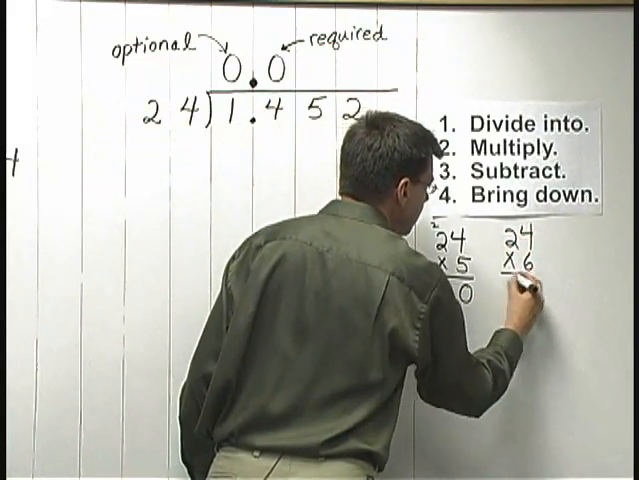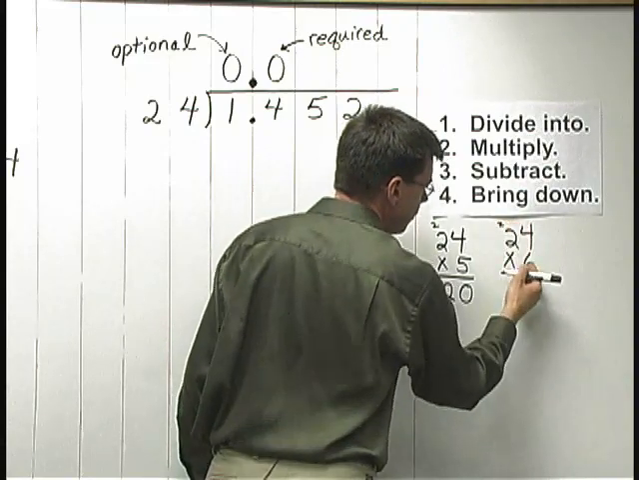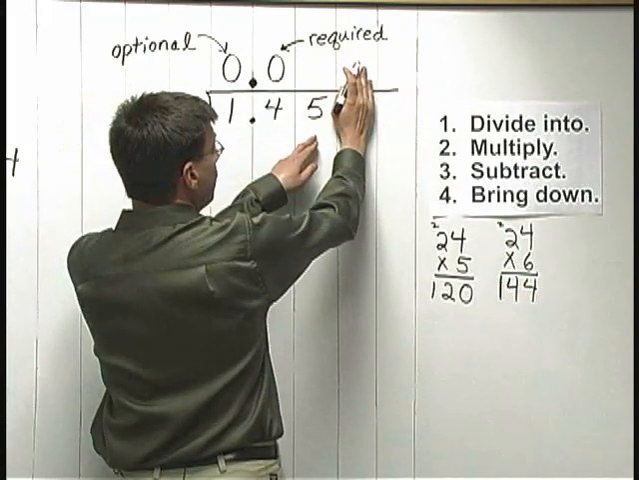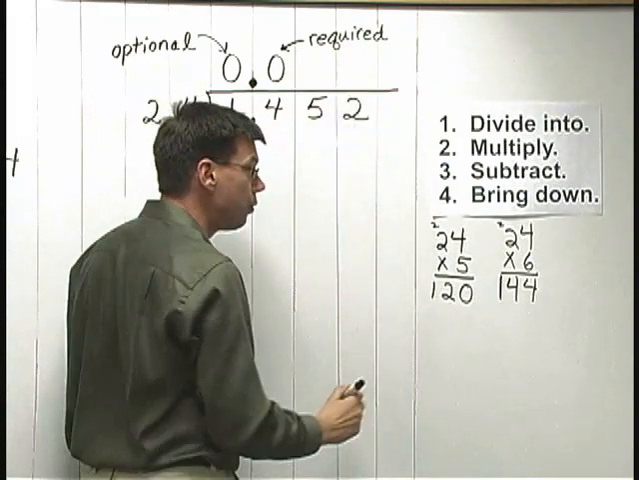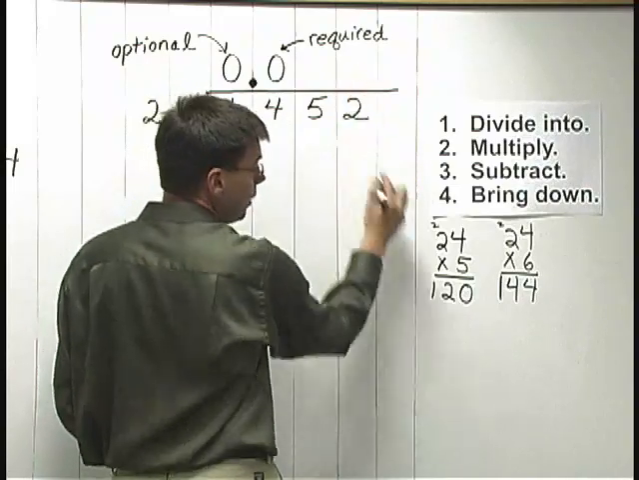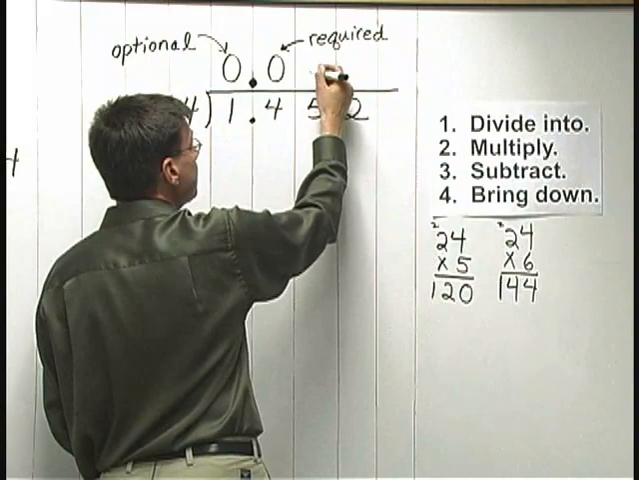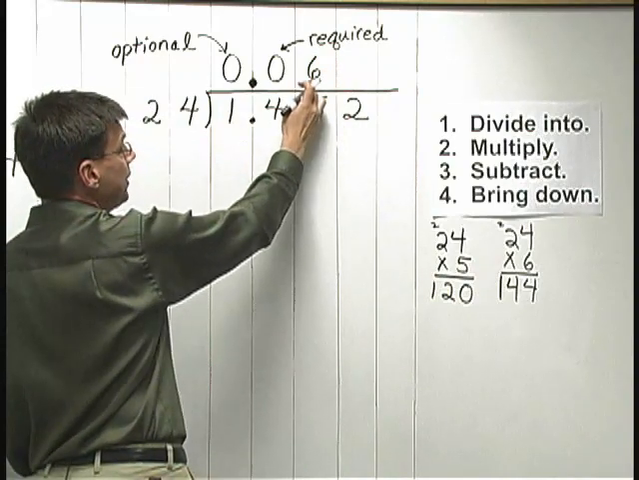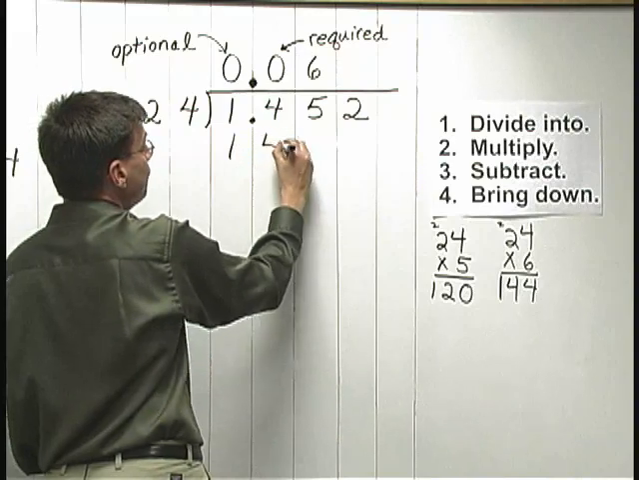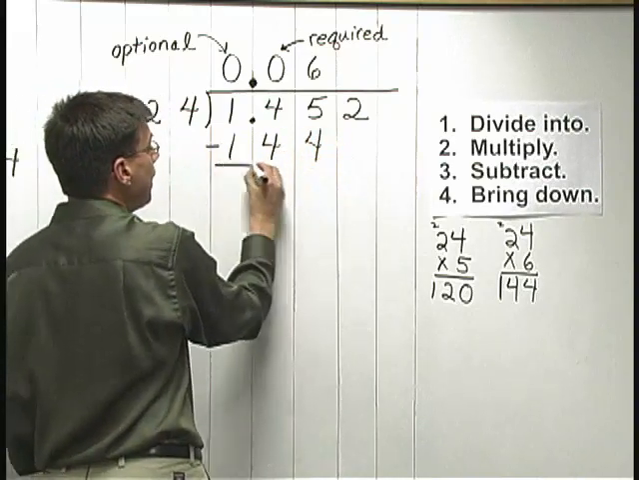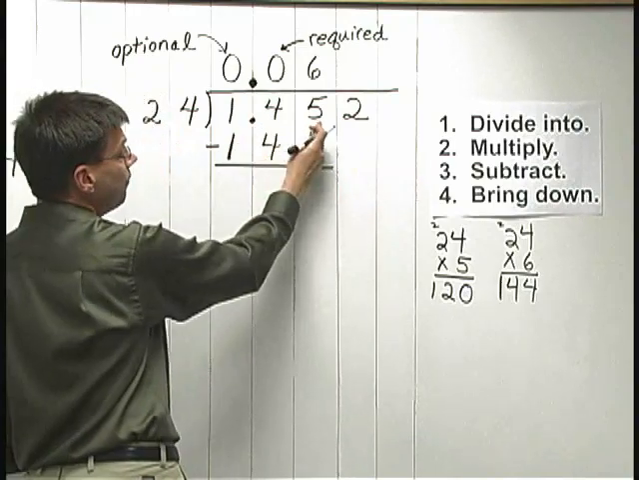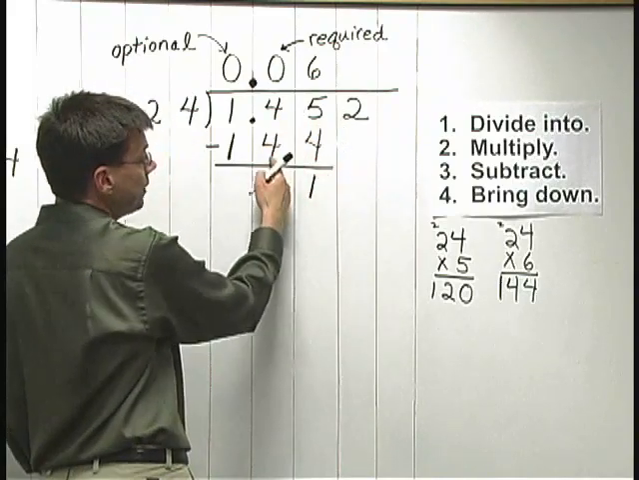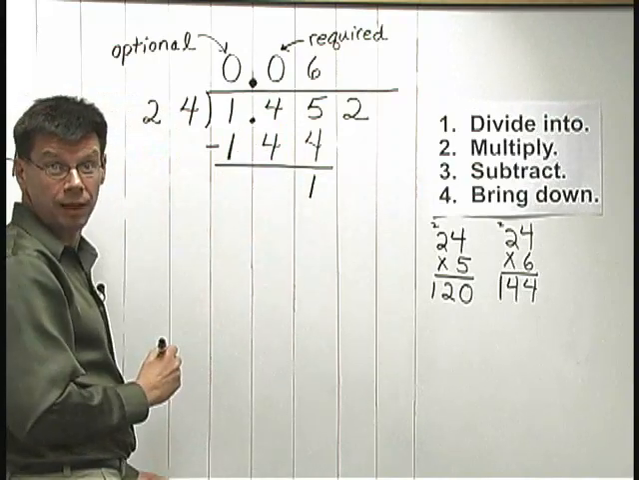24 times 6. 6 times 4 is 24. Write the 4, carry the 2. 6 times 2 is 12. Plus 2 is 14. I get 144. 144 is just less than 145, so I can see that will work. 24 goes into 145 6 times. I write the 6 above the 5 because that's the last digit that I'm going to use here. 6 times 24 is 144, and I subtract. 145 minus 144. 5 minus 4 is 1. 4 minus 4 is 0. 1 minus 1 is 0. I have just 1 left after I subtract.